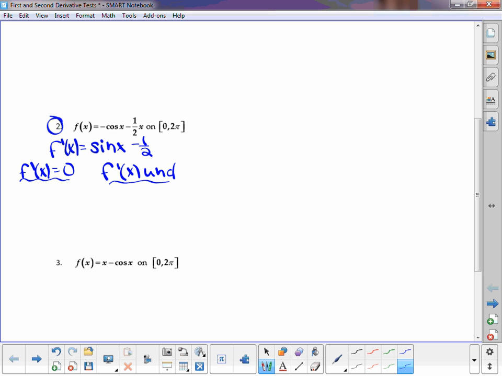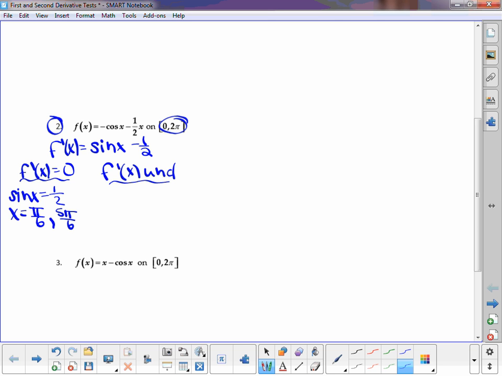Alright. So for when it's 0, sine x equals 1/2. Now we are looking only on the interval 0 to 2 pi. We're looking only on this interval. So what values of x satisfy that sine of x equals 1/2? I hear pi over 6 and 5 pi over 6. Do we agree with that? Okay. So these are potential maxes and mins.